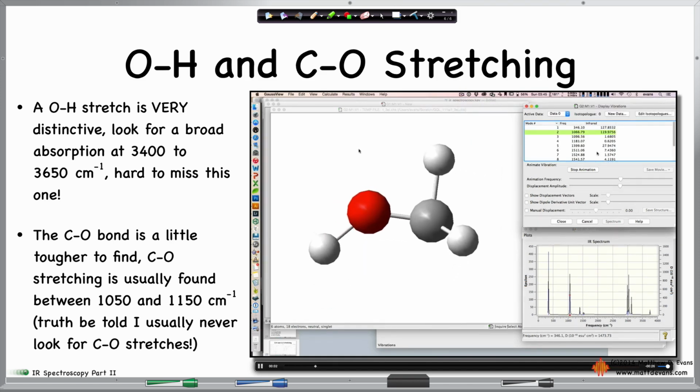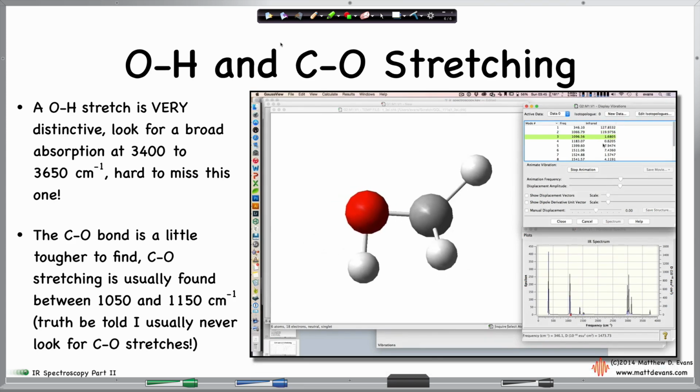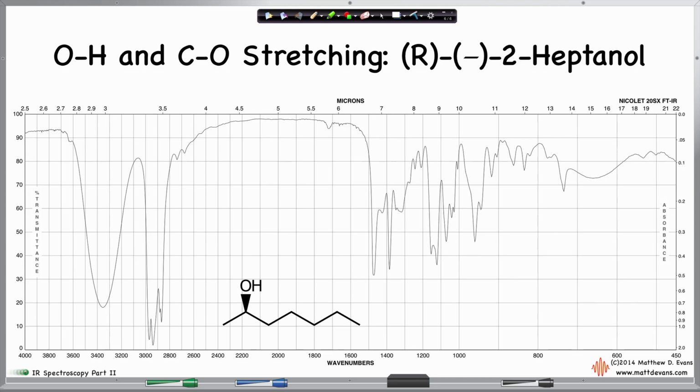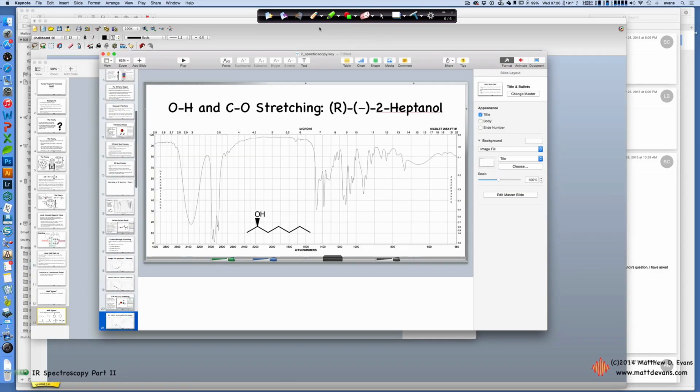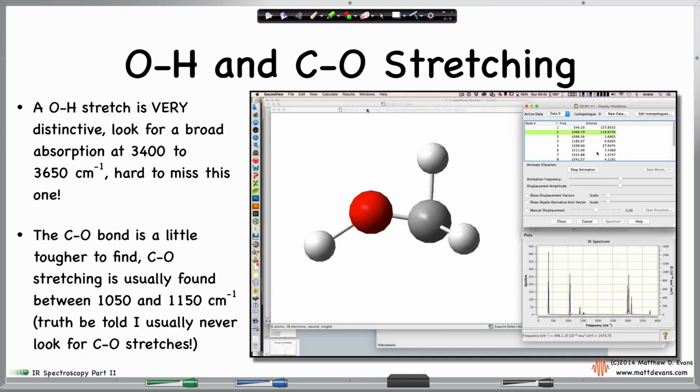All right, so let's take a look at least one actual spectrum. Let me advance this slide and let's take a look. So here's a molecule. Let me just double check that that's the first molecule. Yeah, it is.